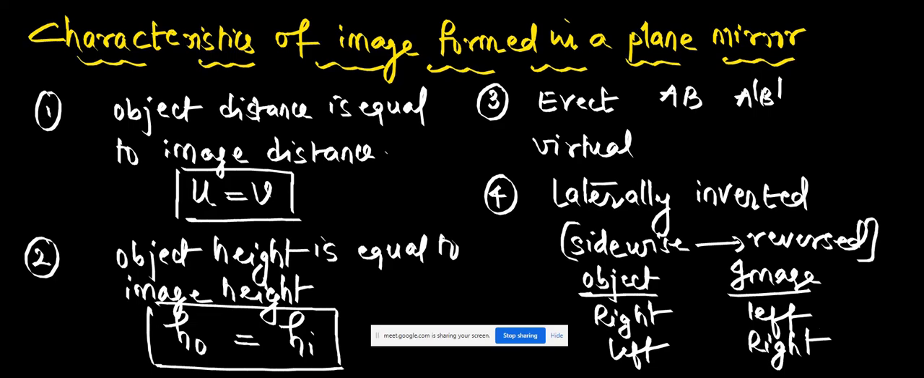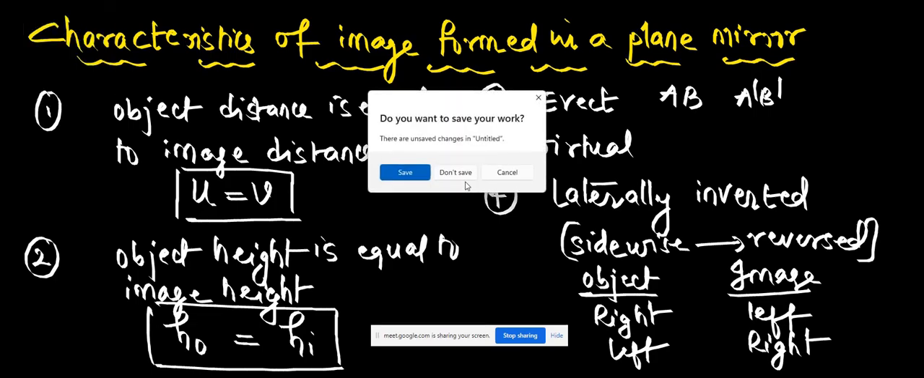So sidewise reversing is called what? Lateral inversion. And this is important from the objective point of view. They will ask you to write the laterally inverted images of the letters S, P, Q, M. They'll ask you like that. You need to practice this. I'll just give you some letters now.